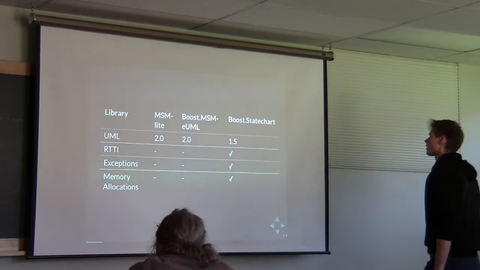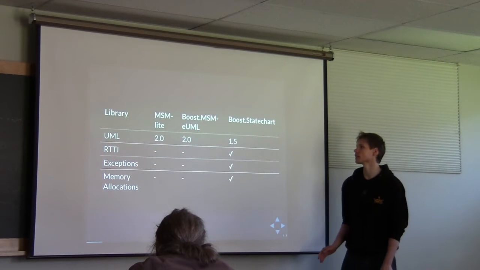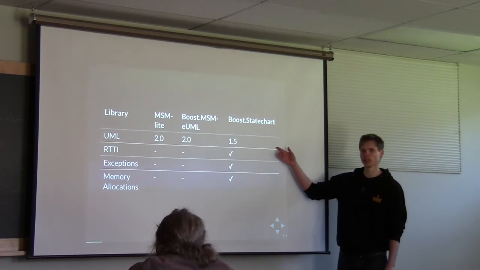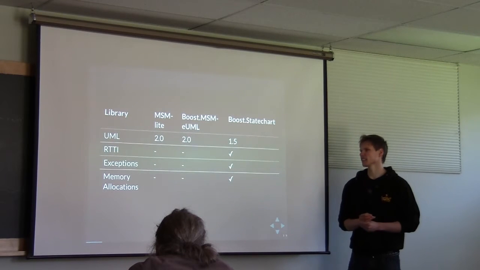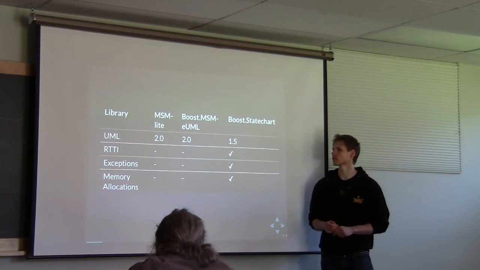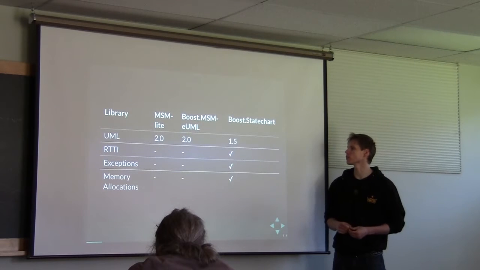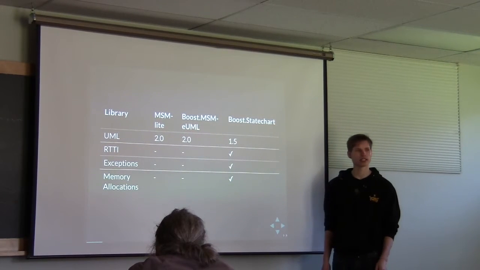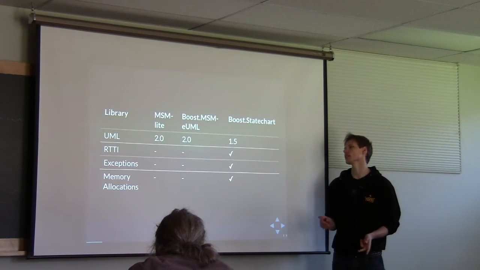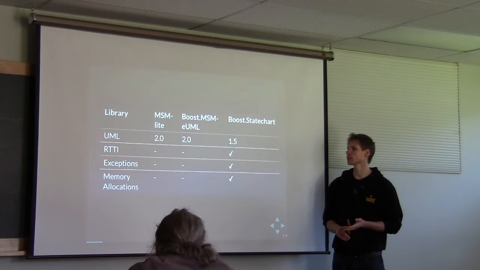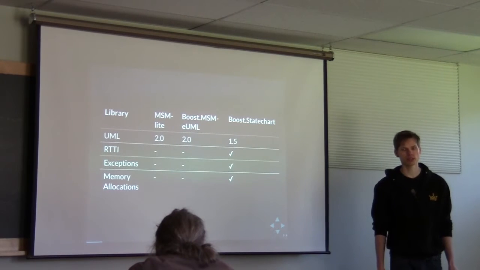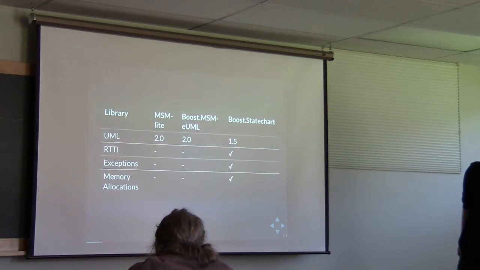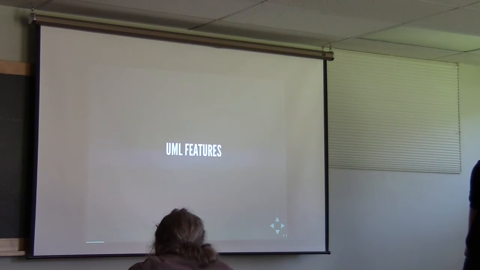Implementation details. The state chart is a bit different than MSM because it uses UML version 1.5, which doesn't have a few additions. However, it's still useful. But state chart is more dynamic. It uses RTTI, exceptions, and it has memory allocation. And therefore, it's not very feasible for embedded systems. However, it's still useful. So let's compare some features.